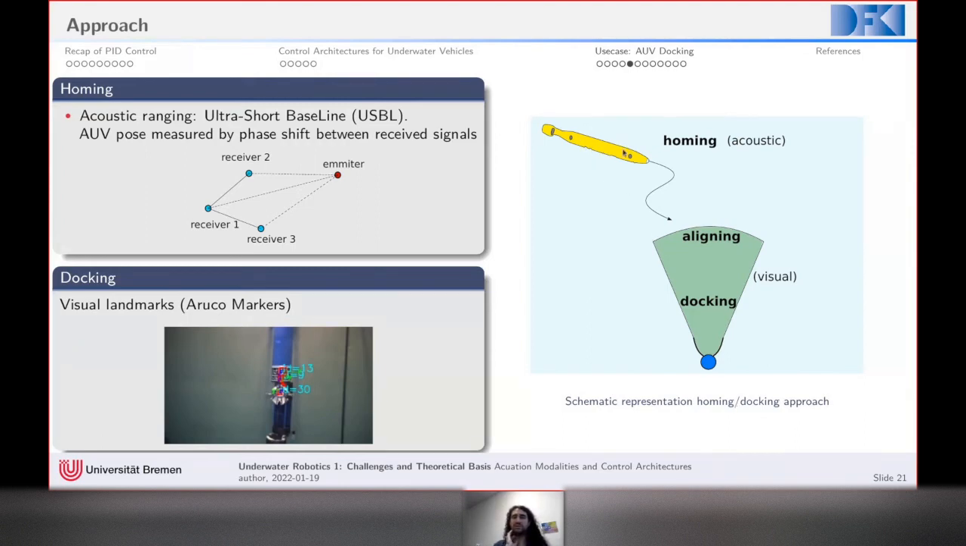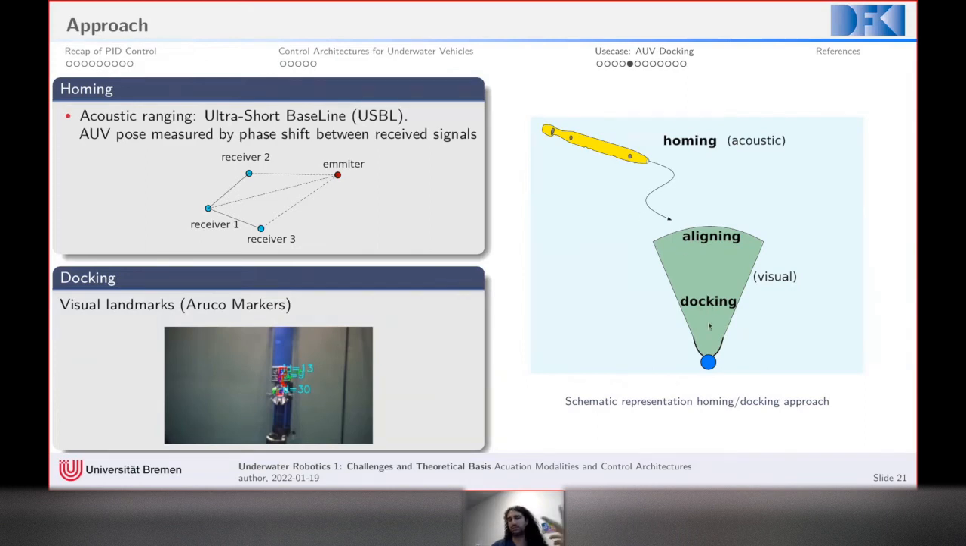So with this kind of sensor, if we are very far away from the vehicle and if our observer has drifted quite a bit, we can try to rely on such a communication method or positioning method to find our way back. Now, once we get closer and we can see visual markers, this is the next part. This is when docking starts.